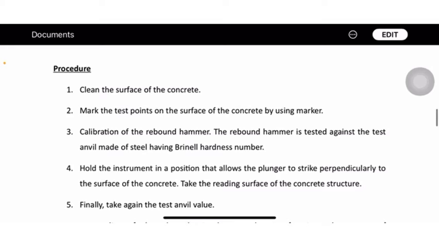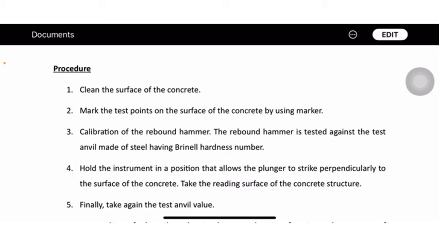Okay, the procedure is: first, clean the surface of the concrete. The surface of the concrete that is to be tested must be clean and smooth. Next, mark the test points on the surface of the concrete using a marker.